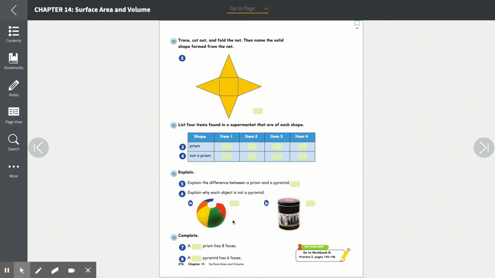But we could go through and explain why each of these objects is not a pyramid. So obviously the beach ball is not a pyramid because it does not have a vertex, nor does it have a flat side. This cylinder is not a pyramid because it does not have a vertex, and it doesn't have a base with sides. It has to be a polygon, which is a multi-sided figure. Okay, and that's the end of this lesson.